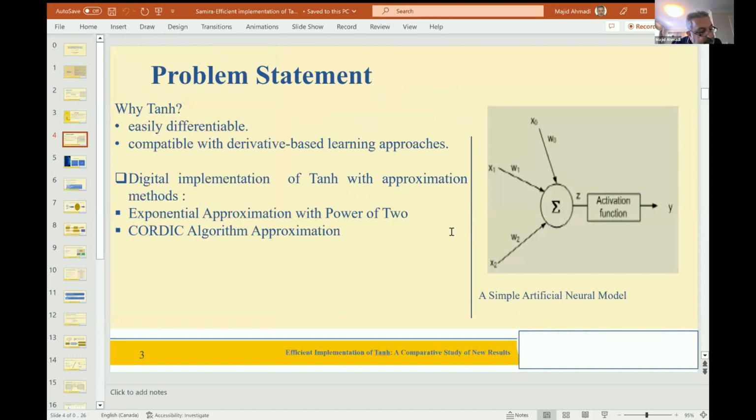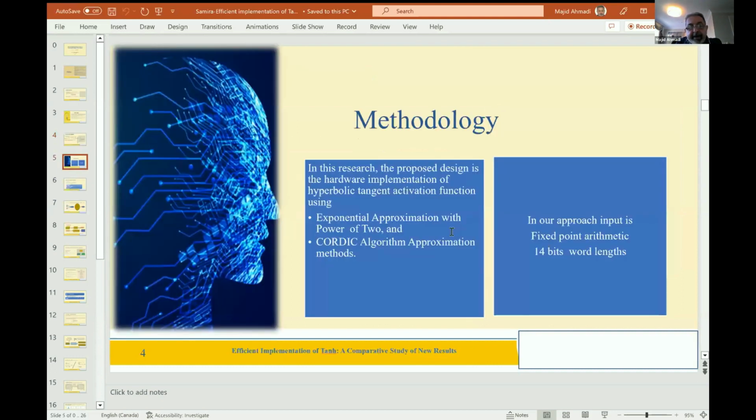We have the coordinate rotational digital computer, which is the CORDIC approximation method that we use. But apart from that, we have other techniques like using the lookup table, range addressable lookup table. We can use piecewise linear approximation, and there are many more. In this paper, we use only 2 approximation methods, CORDIC and power of 2.